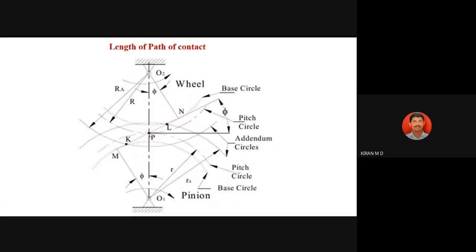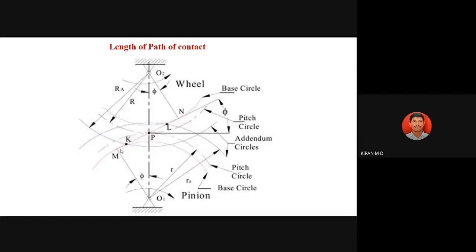Both the pitch circles will meet at one point, that is called the pitch point P. See here, this is the pitch circle of wheel. This is the pitch circle of pinion. Both the pitch circles will meet at this point. So this path K to L passes through P. When it starts to engage from K and reaches P, then from P to L it starts to disengage. K to P is the engaging portion, P to L is the disengaging portion.